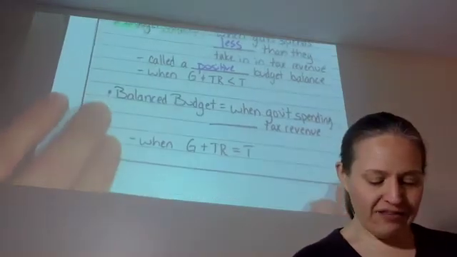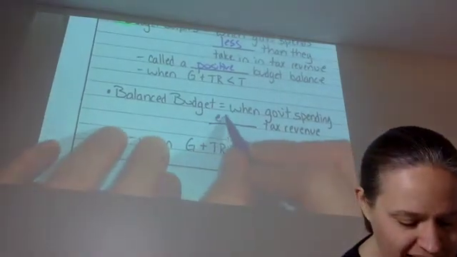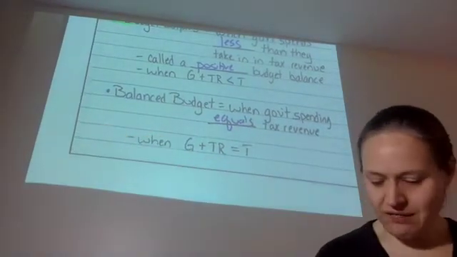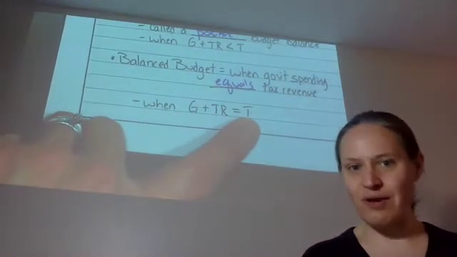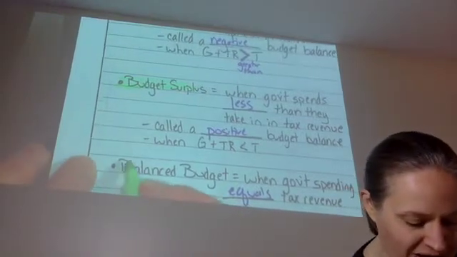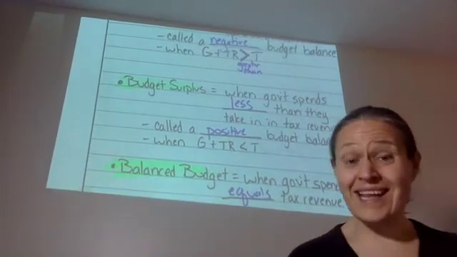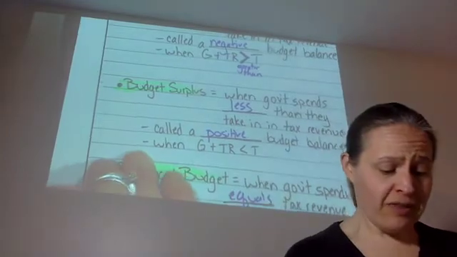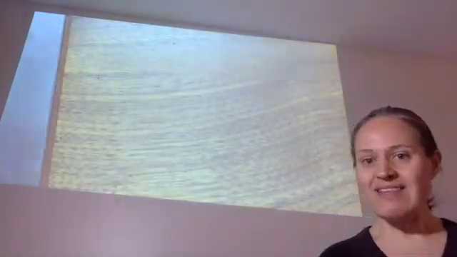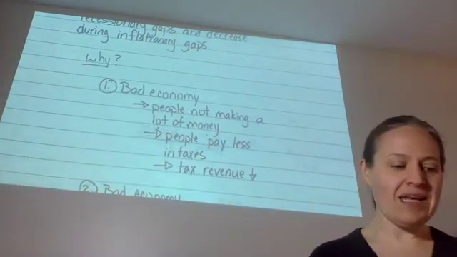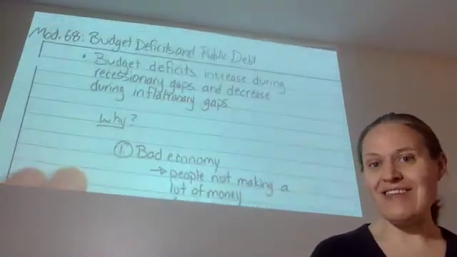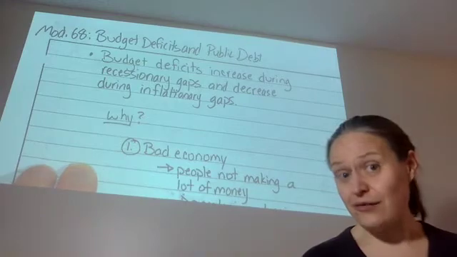All right, so a balanced budget is when government spending equals tax revenue. So when government spending plus transfer payments equals tax revenue. So those are just three terms. You will hear those terms in life. They will be talking about the budget deficit and the budget surplus. And a lot of people say we need to have a balanced budget, meaning if somebody says the government needs to have a balanced budget, they are saying that the government needs to figure out a way to not spend more money than they have.